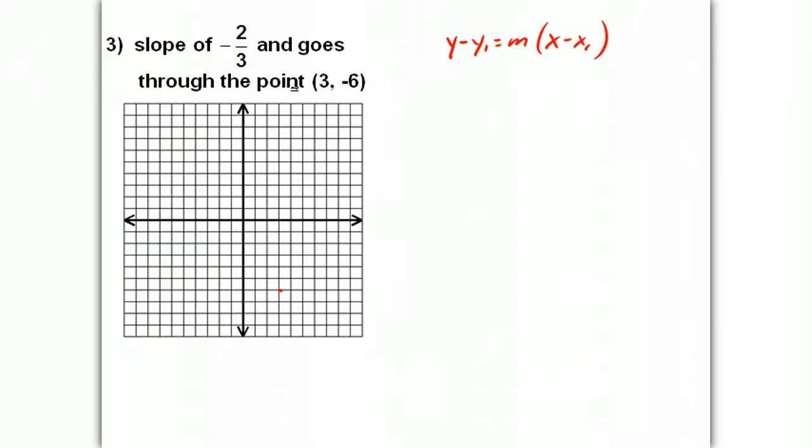Now we want to finish off the line by using the slope. So I need another point, so I'm going to count. My change in y is minus 2, and my change in x is 3, because we can only use the minus sign with one of the two numbers. So I'm going to use it with my change in y. Down 2 over 3 puts me there.